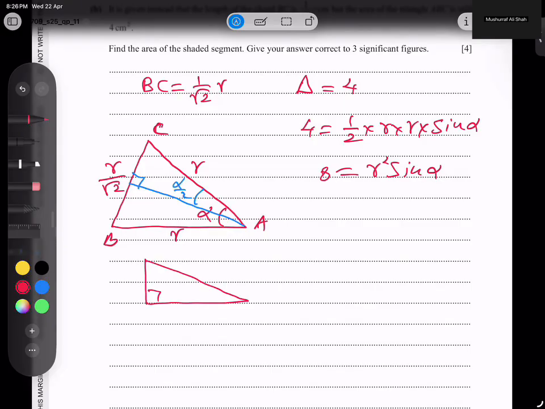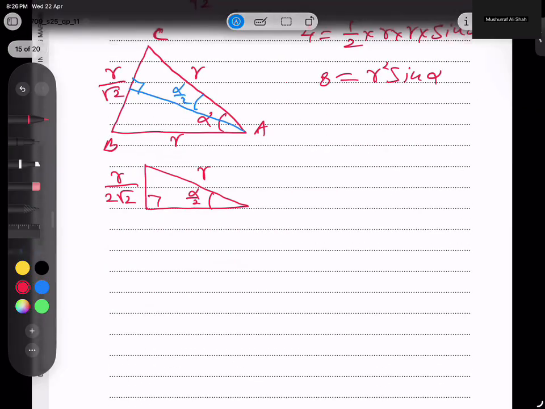Here this is divided by 2 again, so I got r over 2 root 2. Why 2 root 2? This 2 came because of the midpoint. And here r, and here I got alpha by 2. So I will use the formula, students, opposite by hypotenuse, which is sine alpha by 2. Now, students, what to do? This will divide, and it will become r over 2 root 2 times 2r. The r cancels out.